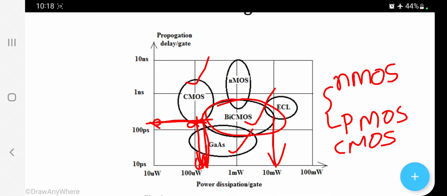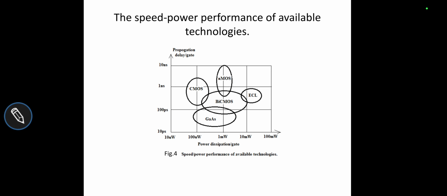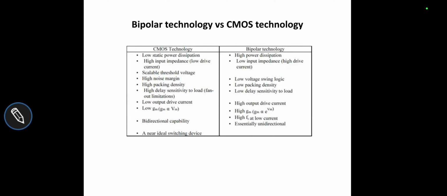Okay, so NMOS has more delay, and the power dissipation is in the milliwatts range. Emitter coupled logic is not used much now, almost not used. It has 10 milliwatts of power, and the delay, if you see here, is slower when compared to CMOS. So this is the comparison between different types of technologies: the power performance and speed of the available technologies.